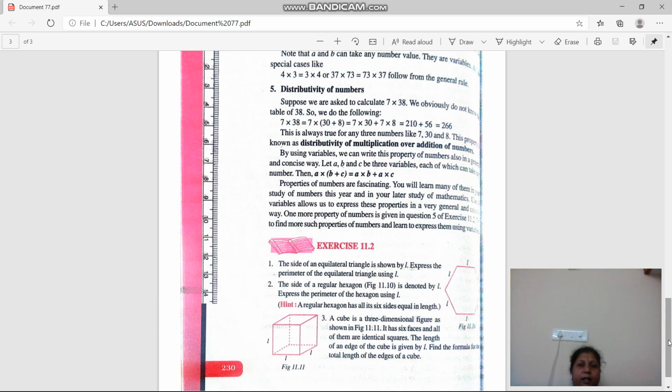Okay, and after that you have to read these examples in exercise 11.2. They are related to geometrical rules, as well as arithmetical rules. Okay, so read all the examples in 11.2. Don't solve them, but you have to read them, then you will understand which formula to use and how we can use it. But after reading you have to understand.